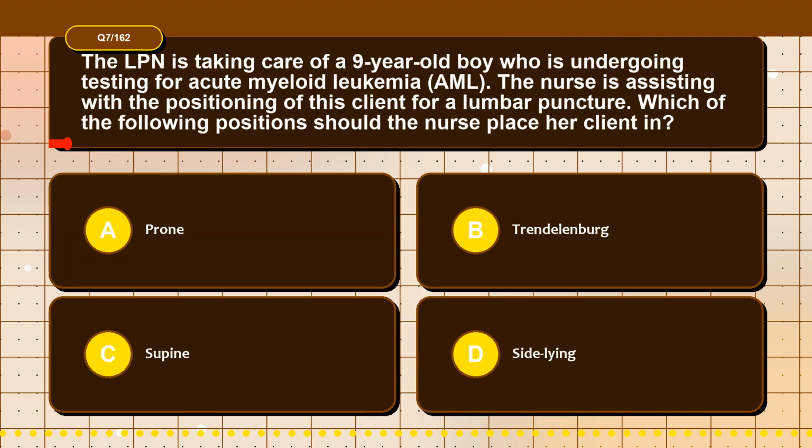Question 7. The LPN is taking care of a 9-year-old boy who is undergoing testing for acute myeloid leukemia (AML). The nurse is assisting with the positioning of this client for a lumbar puncture. Which of the following positions should the nurse place her client in? Here are the options. Option A, prone. Option B, Trendelenburg. Option C, supine. Option D, side lying.